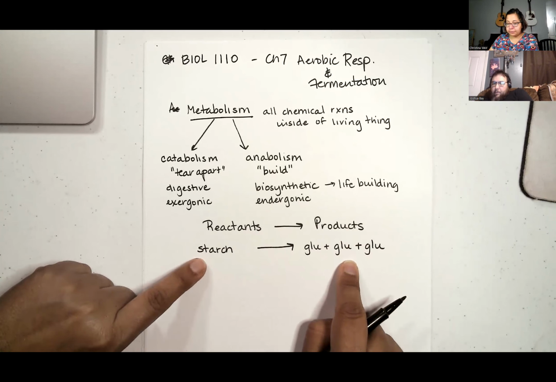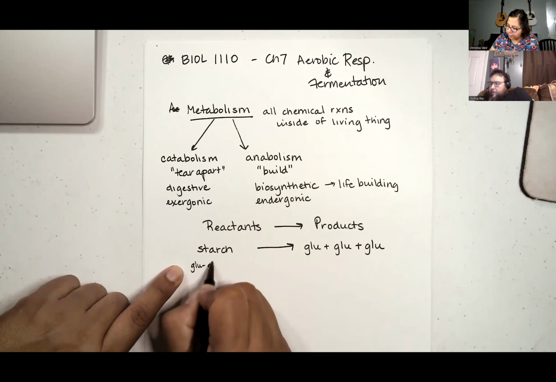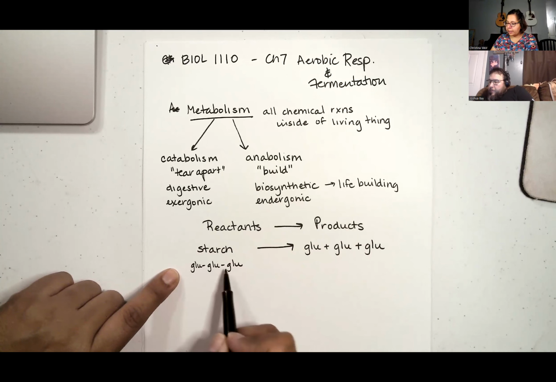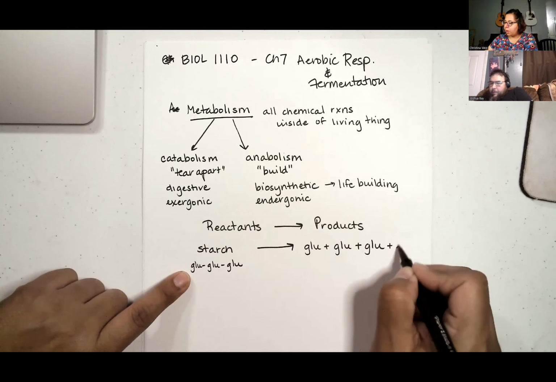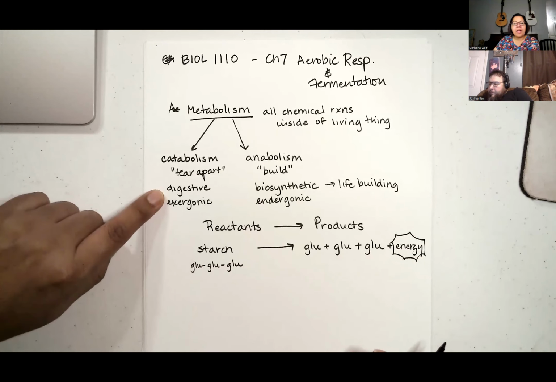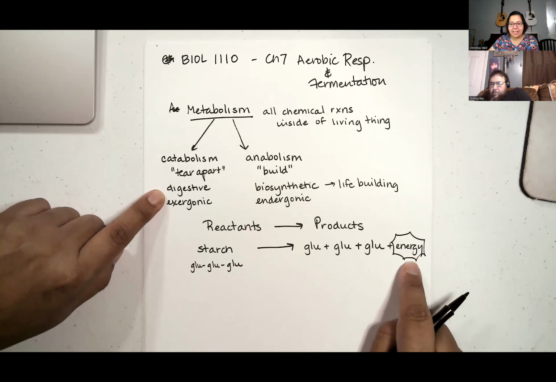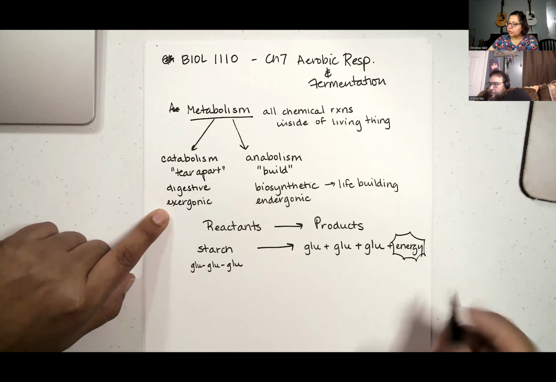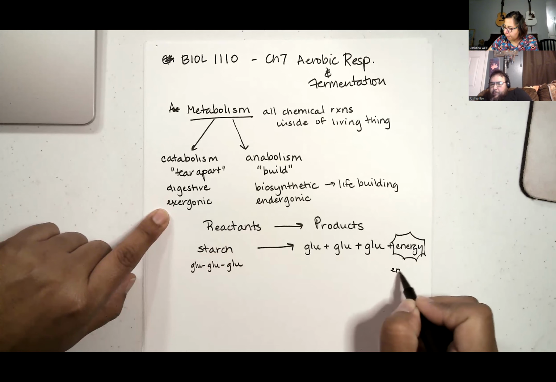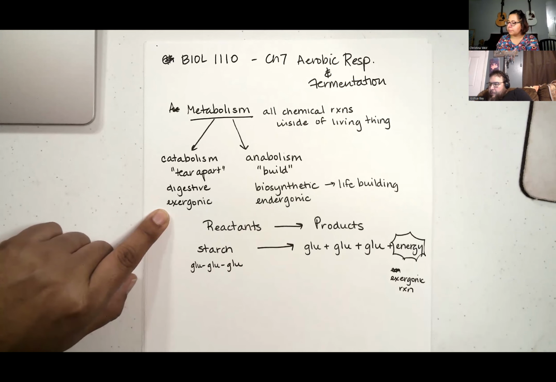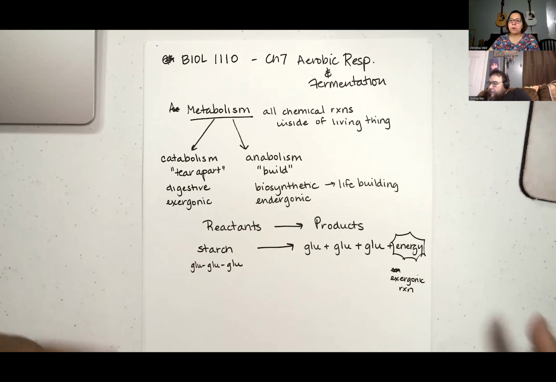Now, starch itself is made up of all these tiny glucose molecules that are linked together by chemical bonds. So when you digest the starch, you're breaking the chemical bonds. When you break chemical bonds, you release energy. So digestive reactions release energy. The word exergonic literally means energy out. So if energy is a product, then you have an exergonic reaction. This energy then becomes available for the cell to use.